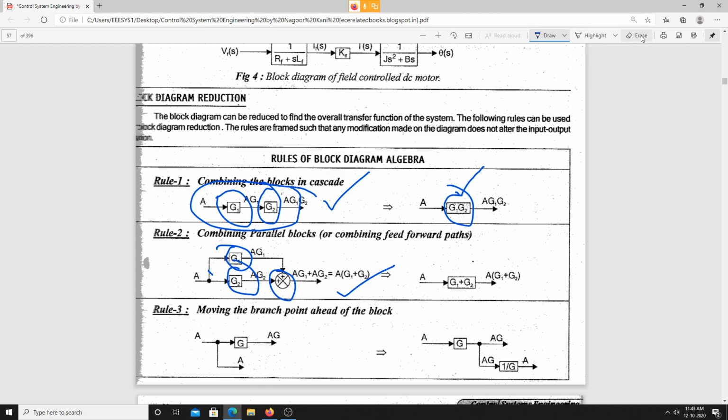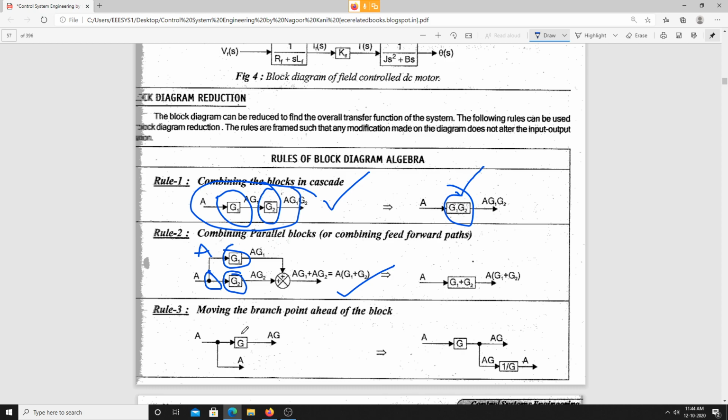I hope everyone has a clear idea, right? So this is the branch point. From this branch point, this signal is going to this particular functional block, and this signal is going to this other functional block. The output of this one is AG1 and the output of this one is AG2.